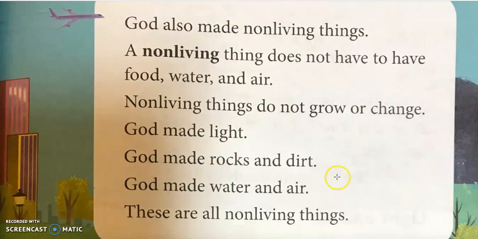So remember, first graders, a non-living thing does not have to have food, water, air. Maybe it's space to be placed at, right? But no food, no water, no air, and they do not grow or change. That's what a non-living thing is.